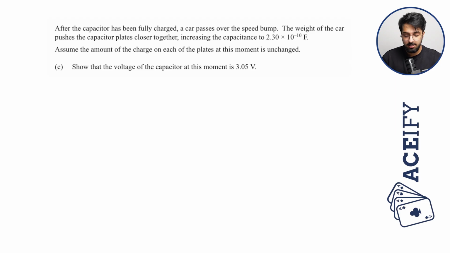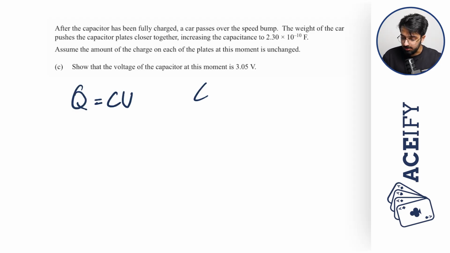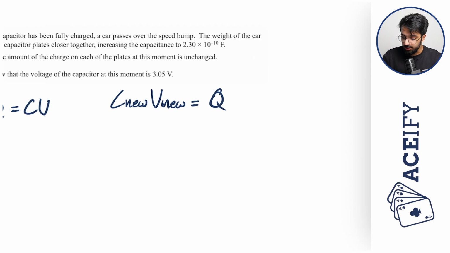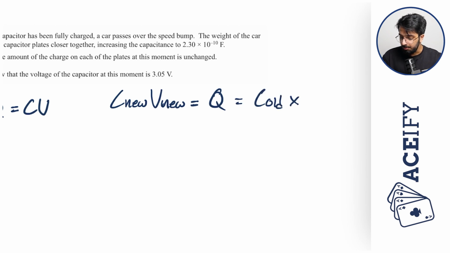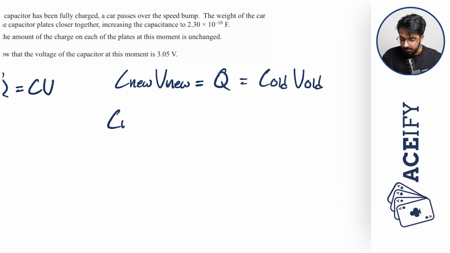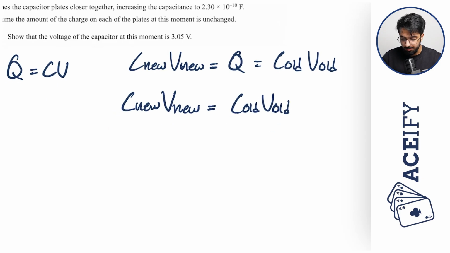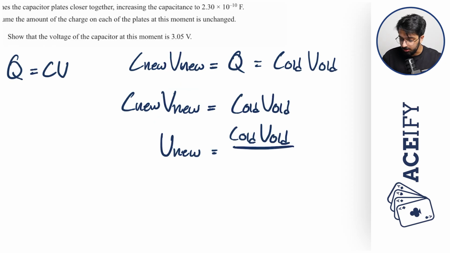Alright, so if the charge is unchanged, we know that Q is equal to CV. And so that means the new capacitance multiplied by the new voltage must be equal to the charge, and this charge must still be equal to the old capacitance multiplied by the old voltage. And what we want to find is the new voltage. So the new voltage is equal to the old capacitance times the old voltage all over the new capacitance.